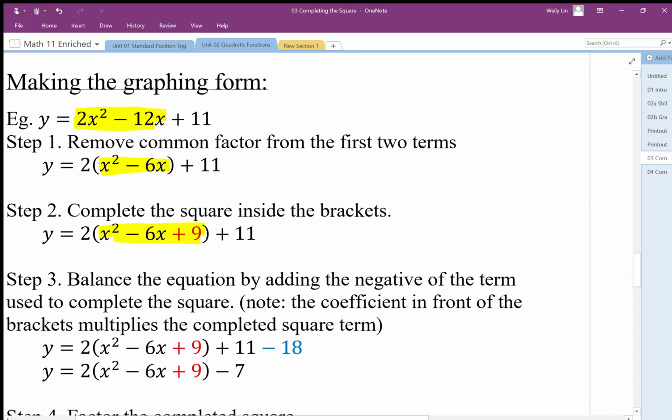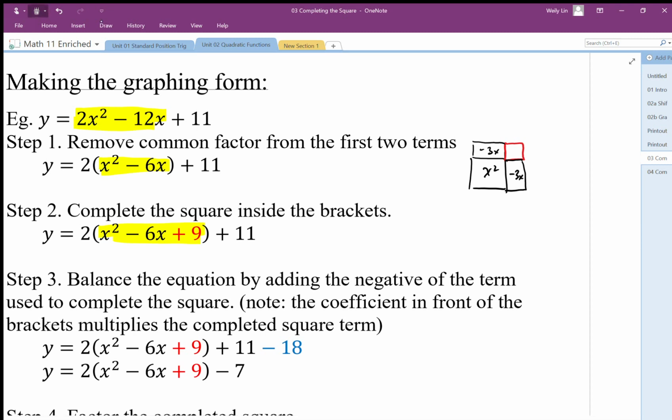We factor out the 2. Once we do that, we have our x squared. Then we need to symmetrically distribute the negative 6x's. Since we need to make a square, make it symmetrical, we need to put half the x's here and half the x's there. And then we need to complete the square with that piece right there.